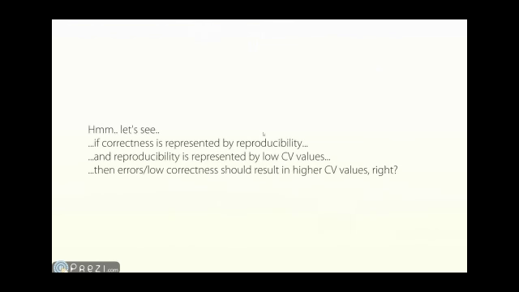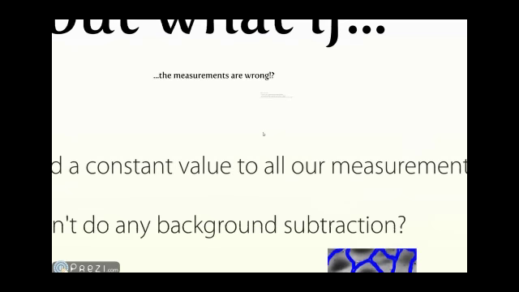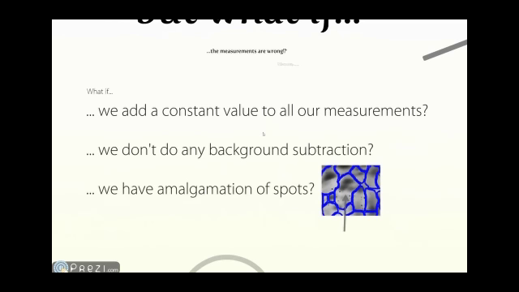The interesting thing is that if correctness is represented by reproducibility, and reproducibility is represented by low CV values, then you would assume that more errors will result in higher CV values. So let's test if this is the case. What happens if you add a constant value to all the measurements? For example, all the spot volumes get a random factor increase, like a factor of 1,000 to all the spots. What would happen to the reproducibility and the mean CV values? What would happen if you don't do any background subtraction? What would happen to reproducibility, and what would happen to our assessment of the quality of the data?